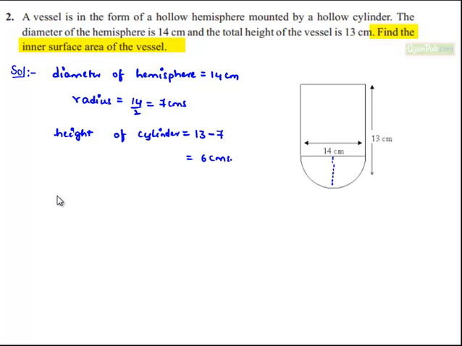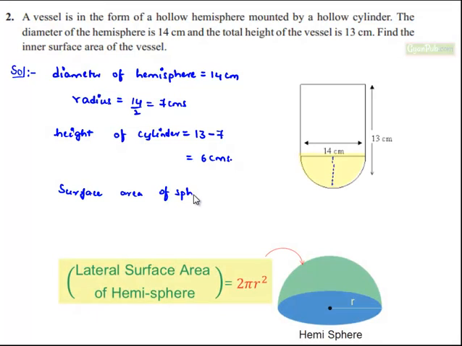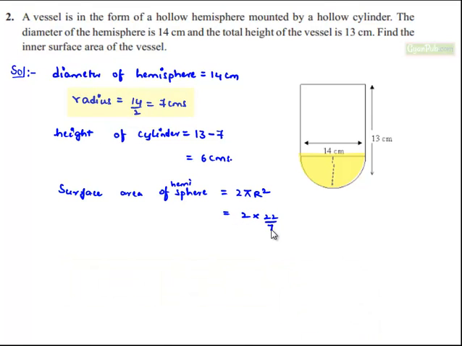Now, the internal surface area of the hemisphere is equal to 2πr², which is equal to 2 times 22 by 7 times radius 7 centimeters times 7 centimeters, which is equal to, here 7 goes in 7 one time, and 22 times 7 is 154, and 154 times 2 is 308 cm².